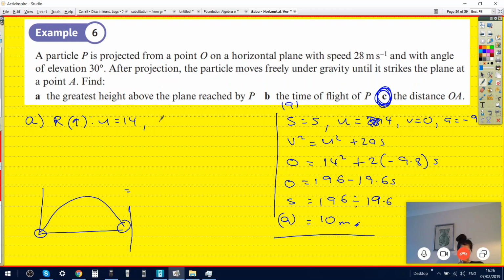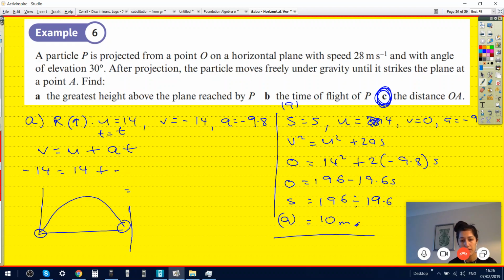In that case, v. Zero? I think it's minus 14. It's 0 at the top, isn't it? Oh, minus 14. Yeah. A? A is minus 9.8 if we're going up. And T, we don't know. We're trying to find that out too. Yeah. Okay. Let's do v equals u plus at. So minus 14 equals 14 minus 9.8t. So minus 14 minus 14 is minus 28.